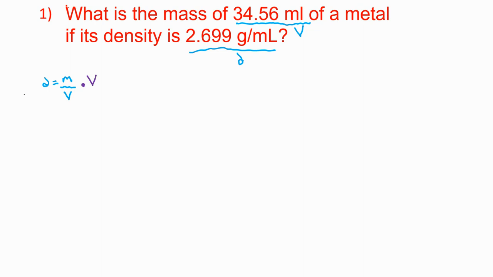So I'm going to put volume over on the same side as density. I do that by multiplying both sides by volume. It cancels out on the right-hand side, and it gives me an equation: volume times density is equal to mass. So we're good to go.